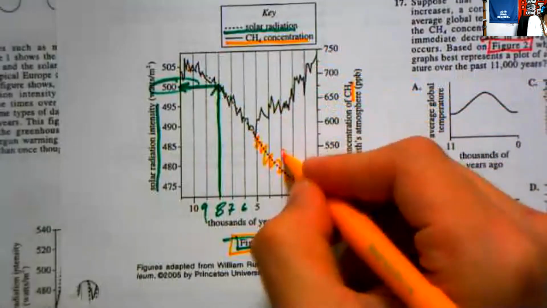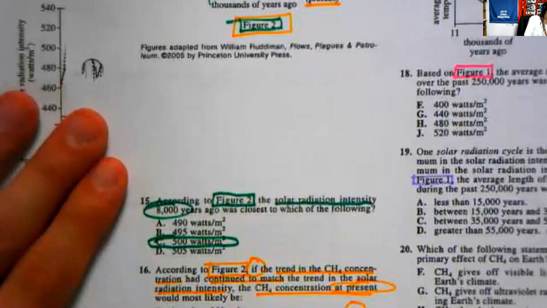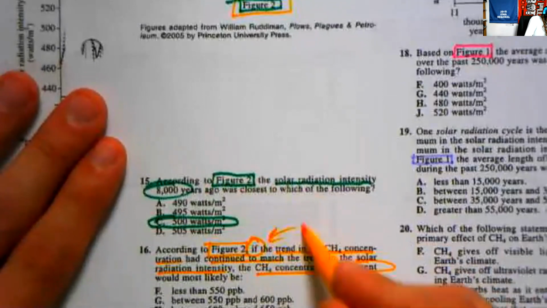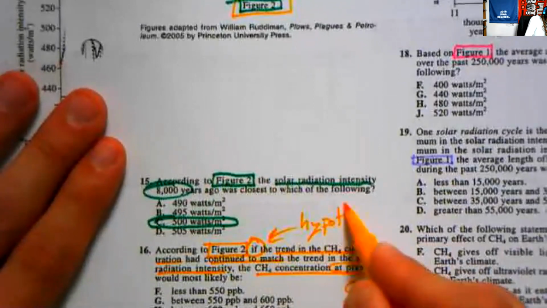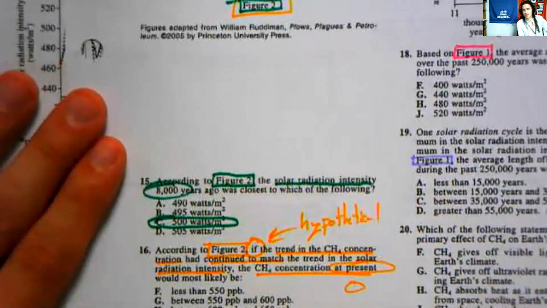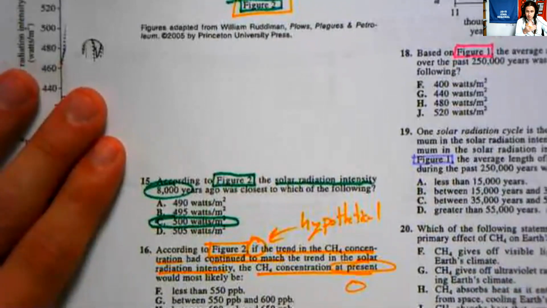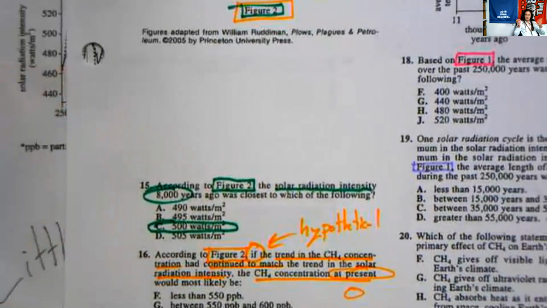That's the if. If you see that word if, that's talking about a hypothetical situation. What if this had happened? You're going to have to make some conclusions from the graph. Maybe say, okay, well, what if it had continued to do this?